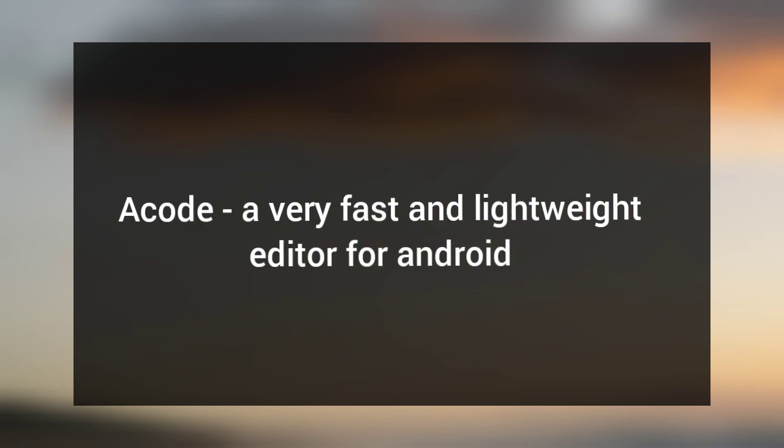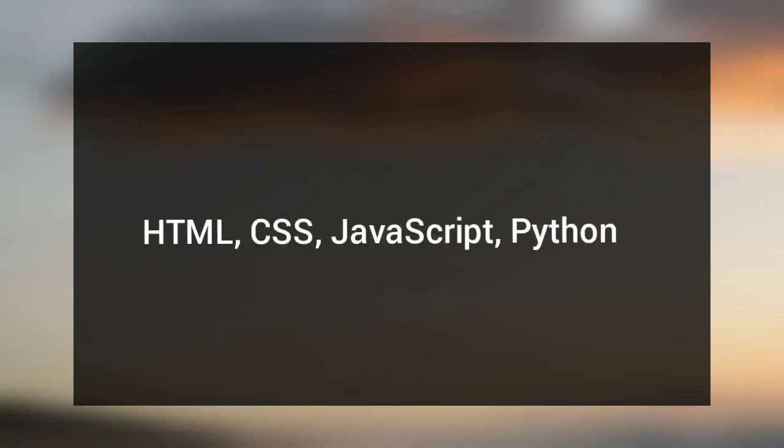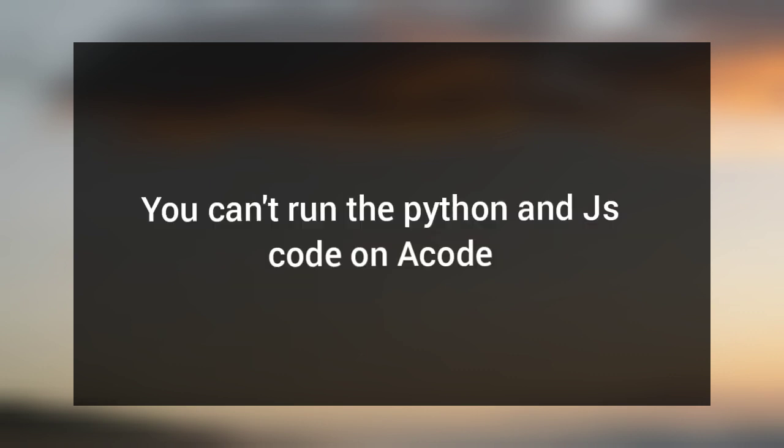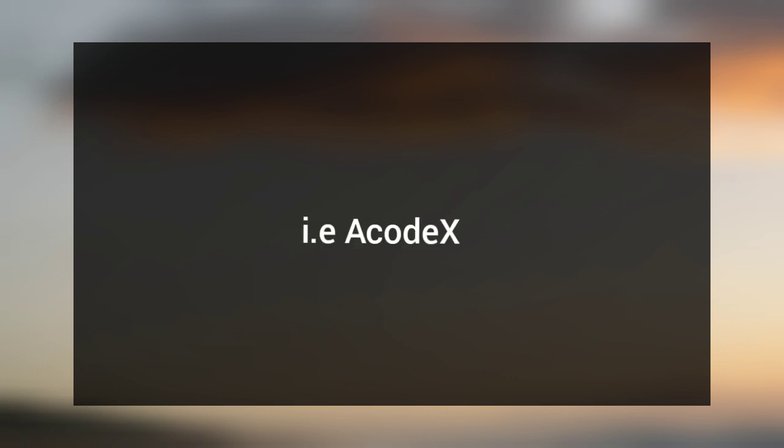The next editor we have is A code. It's A code or A code, I don't know which one, but I call it A code. It depends. All right. So A code is just a text editor. You can write HTML, CSS, JavaScript, and Python files and save them inside it, but you cannot run them in A code except if you have another extension or plugin, whatever.